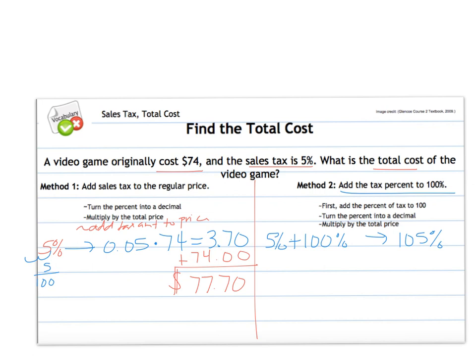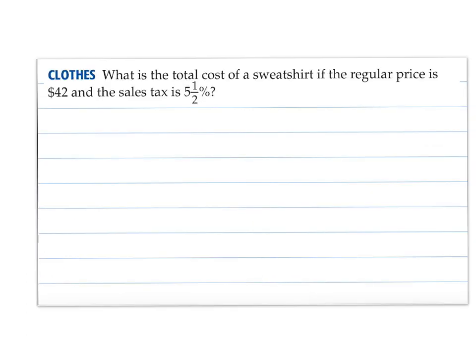Then I'm going to change that percent to a decimal. Again, it's just per cent, or per 100, so we move it 2 places. So 105% is the same as 1.05. We're then going to multiply that. We're paying 105% of, remember, that's 74. When I multiply those together, I get 77.70. So either way works. Remember, just pick which one works best for you. Is it easier for you to find the tax and then add later, or easier to add the percents first and then just multiply? You pick.